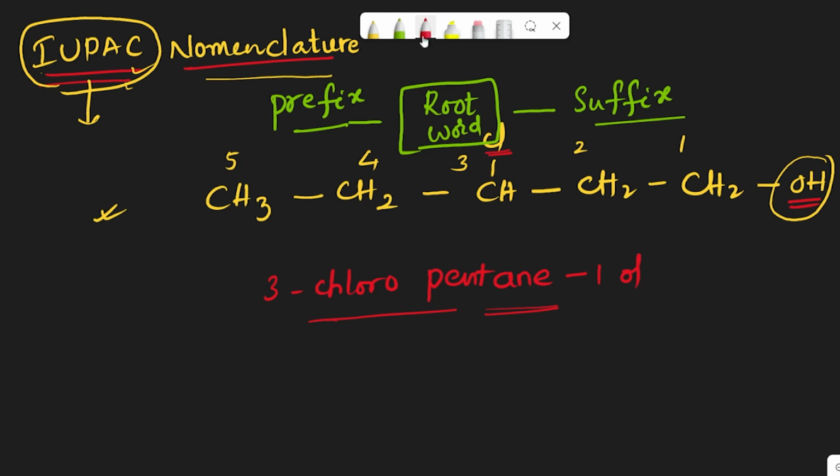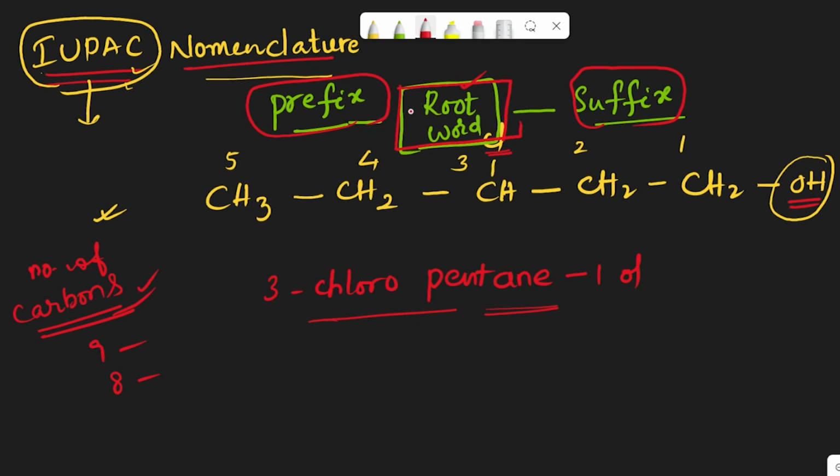So the first point is that every compound must contain one root word. Root word means how many carbons the compound contains. If the compound contains 9 carbons, or 8 carbons, whatever it may be, the root word indicates the number of carbon atoms in that given molecule. And what is the suffix, and what is the prefix? Let me explain clearly.